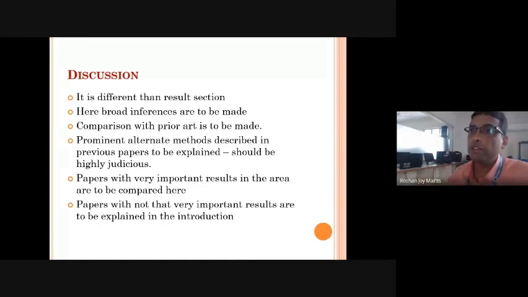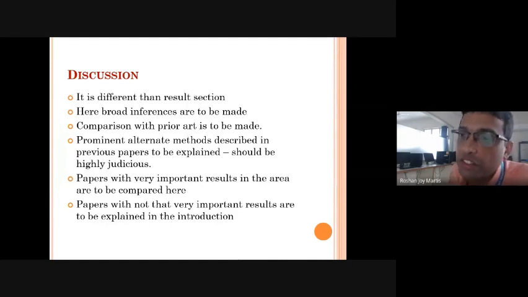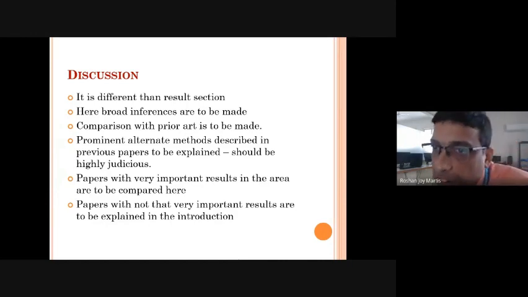Then comparison with the prior art. Comparison with prior art means comparing your results with what people have already got. In your literature survey, you search a number of papers and list them, right? Some important papers aligned more in your direction, those papers you have to put as a table for comparison in the discussion. This serves as a comparison with the literature.